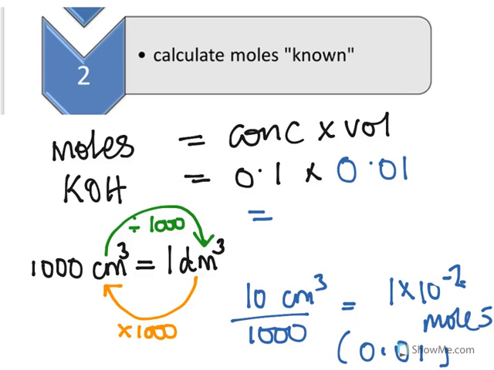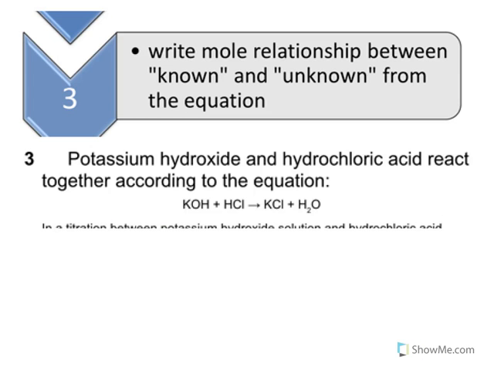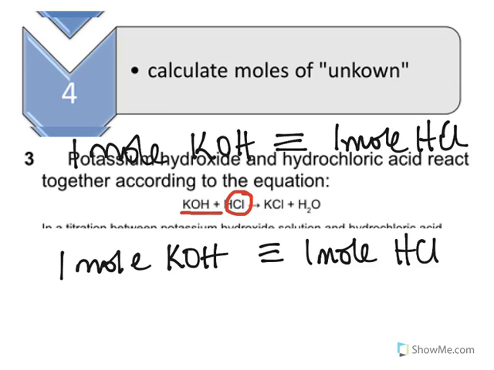And when we do the calculation, 0.1 times 0.01, we get 0.001, or 1 times 10 to the minus 3. And not forgetting that this is the moles of potassium hydroxide. So our next step is to look at the mole relationship between the known, which is potassium hydroxide, and what we're ultimately trying to calculate, which is hydrochloric acid. And here we see from the equation that 1 mole of potassium hydroxide reacts with 1 mole of hydrochloric acid. This makes the next step nice and easy, but it's not always the case.